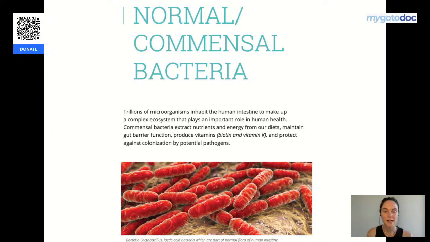So the next section of the GI stool map is about normal commensal bacteria. So as many of you know, I'm sure, trillions of microorganisms inhabit the intestine and make up this complex ecosystem that has many different roles in our body. Beyond just gut health, there's a gut nervous system correlation. There's a gut immune system, a gut brain. The gut is really important for almost all aspects of our health.